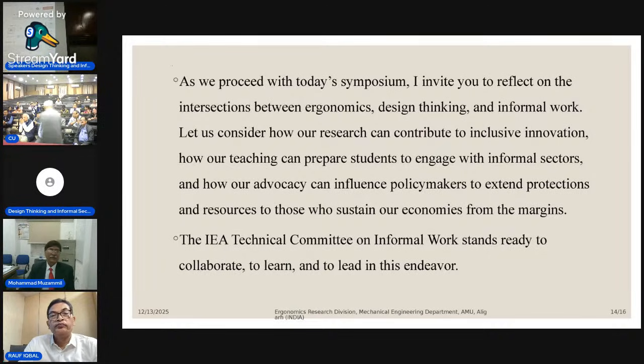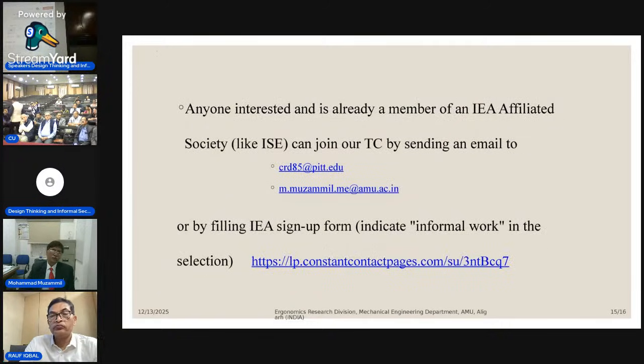The IEA Technical Committee on Informal Work stands ready to collaborate, to learn, and to lead in this endeavor. So anyone interested and already a member of an IEA affiliated society like ISE can join our TC by sending an email to the following emails, or simply by filling the IEA sign up form and indicating informal work in the section. The website address is there.